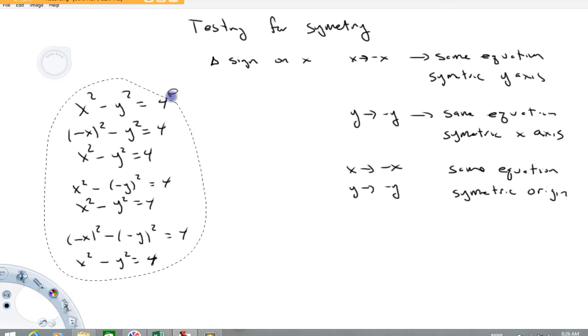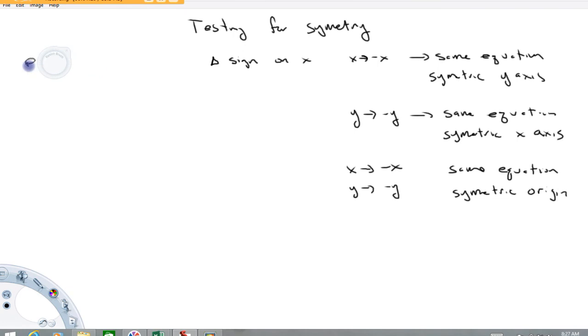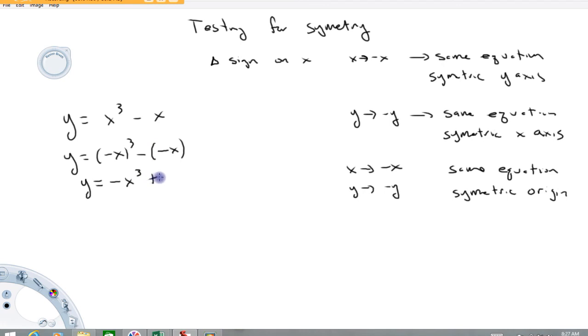Try another example. Try this one. All right, let's change the sign on the x first. Now that's going to be minus x cubed. Minus x, and I'm changing the sign on x. Got to be very cautious with plus and minus signs with these things. Okay, minus x cubed: the minus sign, by the time you cube it, is minus 1. Minus a minus x is plus x.